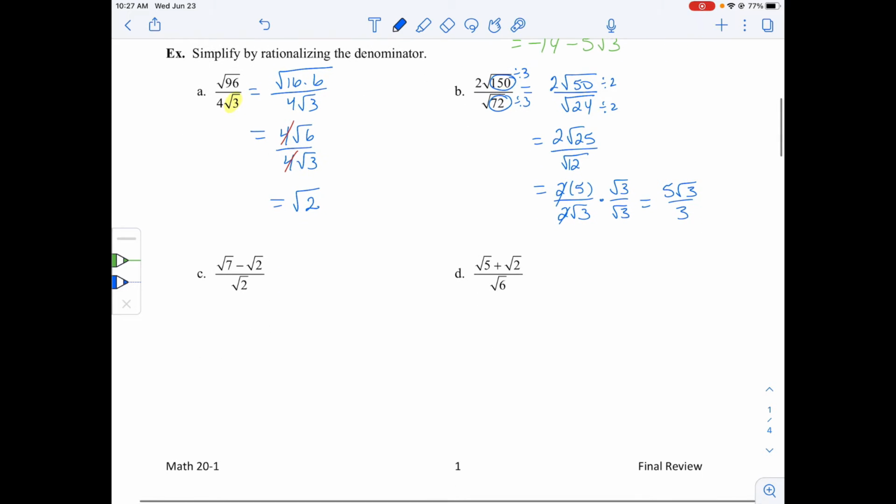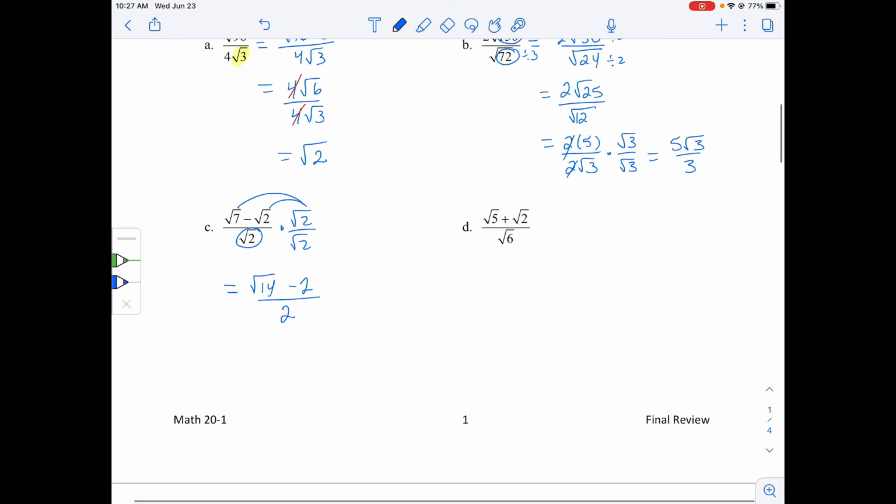Okay? The next one, again, is a monomial denominator. We're going to multiply by root 2 over root 2. The only difference here is I need to distribute. So we get square root of 14 minus 2 all over 2. And remember that it's so tempting to want to simplify those two 2's, but that does not work with multiplying.